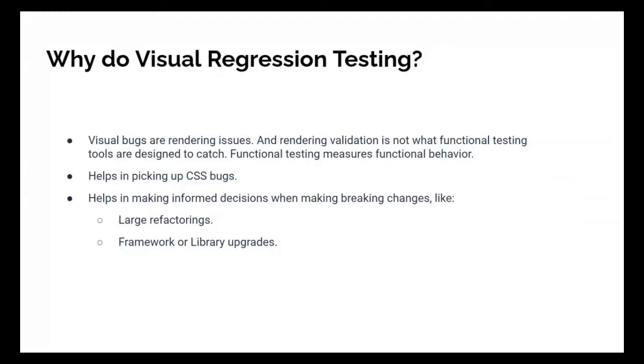So visual regression testing also helps us in picking up CSS bugs, which we don't have any testing for. It also helps where sometimes users are not able to see critical buttons, or they are in unclickable positions and stuff. The other very useful feature of this kind of testing is it helps us in making very informed decisions on breaking changes, like when you're doing large refactoring or you're upgrading frameworks or libraries, like when you're moving from Bootstrap v4 to Bootstrap v5 and stuff.